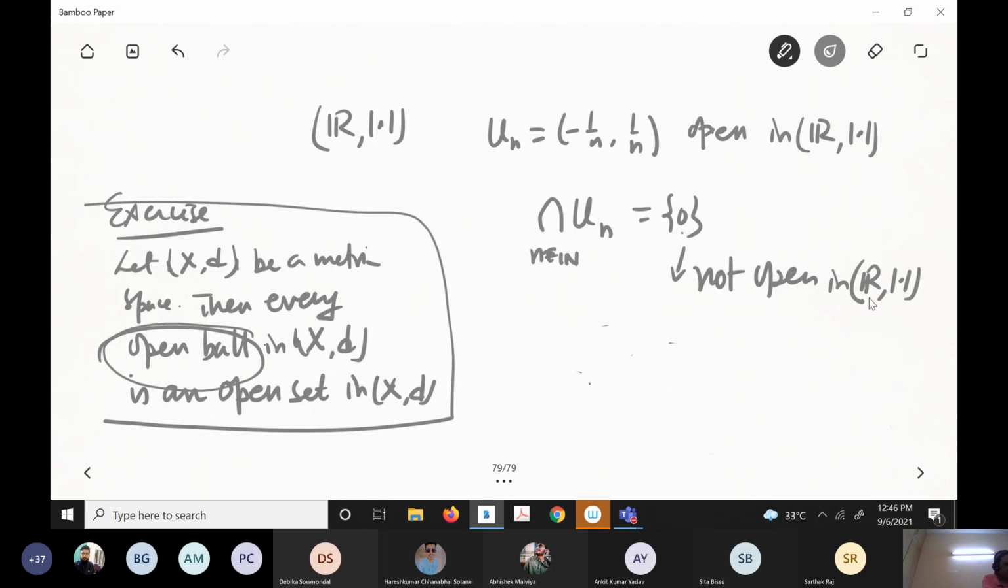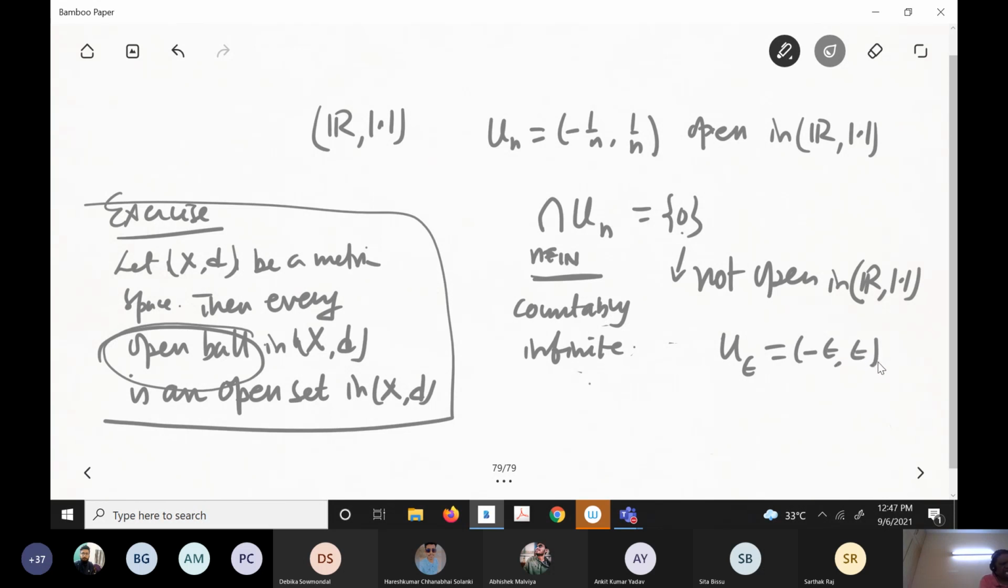Now that means even though I have taken a countably infinite family of sets, it fails. I could take uncountable. Now look, if I take this U epsilon, for any epsilon greater than zero, then also each U epsilon is open, but the intersection is again not open. So countably infinite, and here an uncountable family, so for infinite families, forget it. It won't be true. That means the only choice is whether it is true for finite.